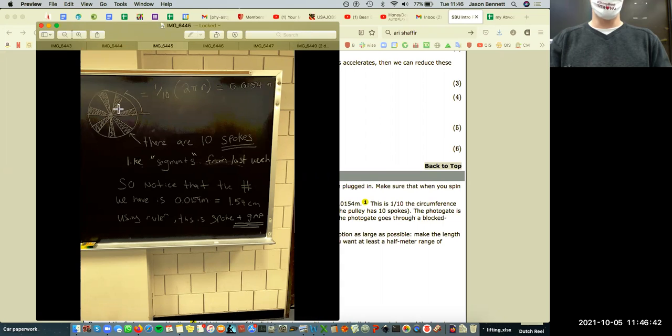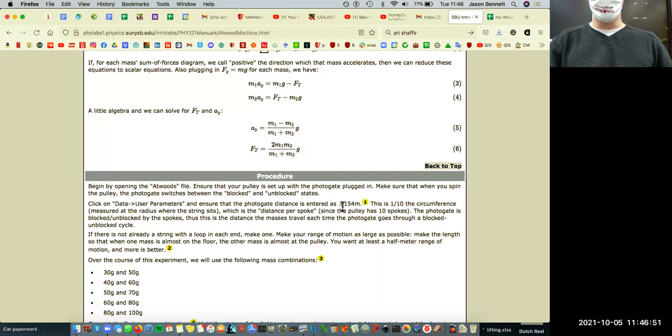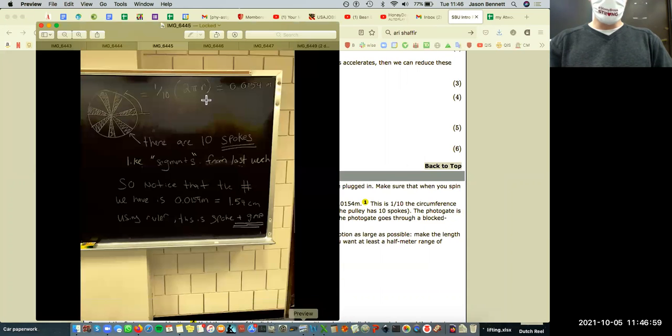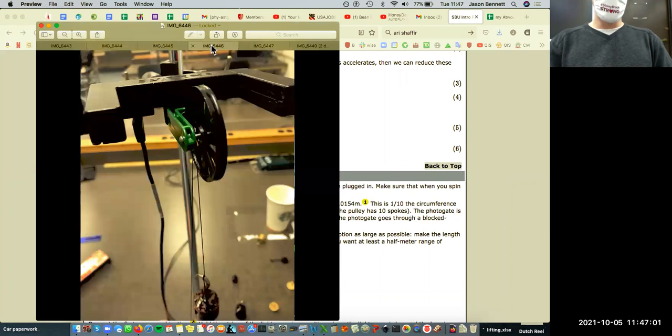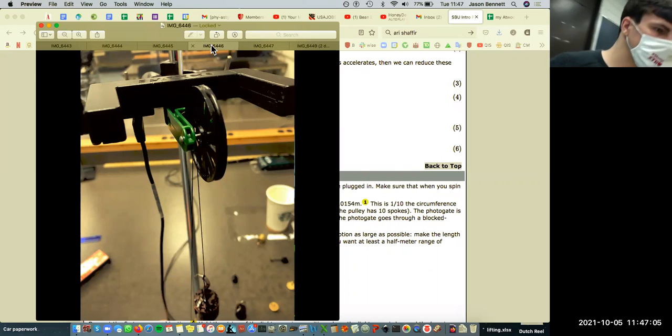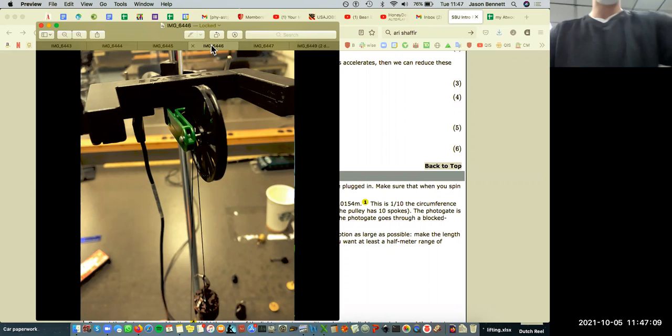I just wanted to convince you that we could have done last week more easily by just measuring things with a ruler, and then going to Logger Pro and inputting this parameter, where last week it would have been, what was it, like 5 centimeters or something like that. Anyway, here are some other tips and tricks or technical things that you might mess up.